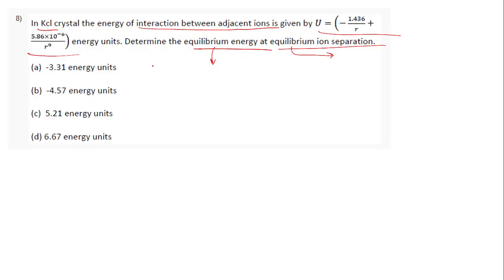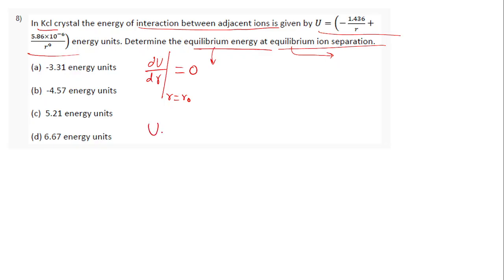That we know how is to be done: first we have to take the derivative of this energy expression and equate it to 0 after putting R equal to R naught. Same thing we will do here. When I take the derivative, I'll try to do faster steps because our time is going to end soon.